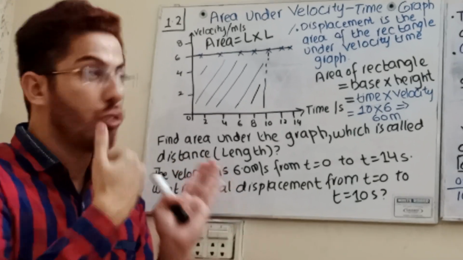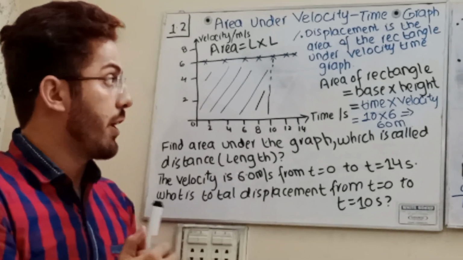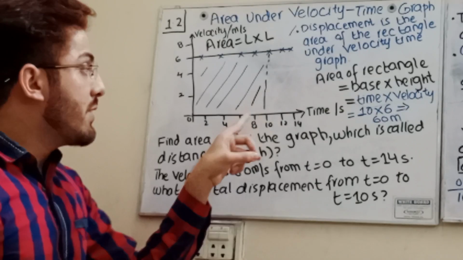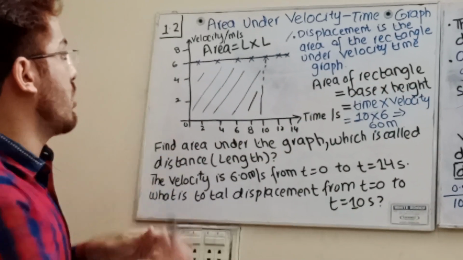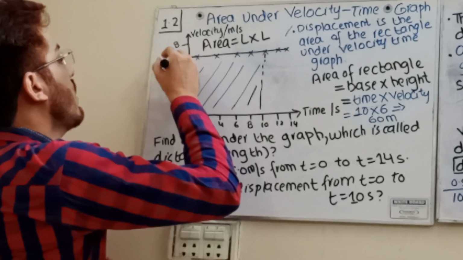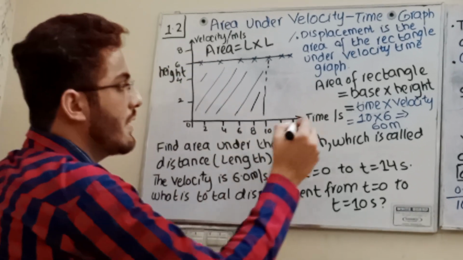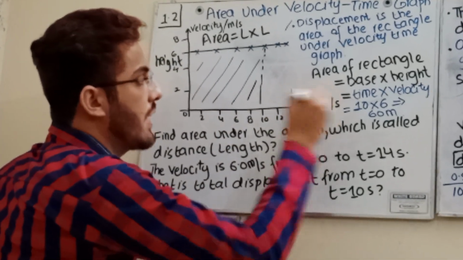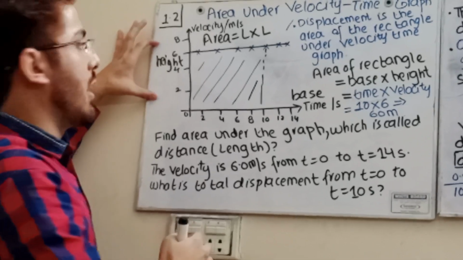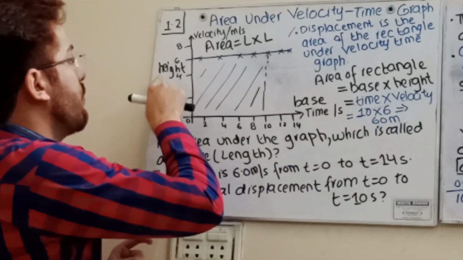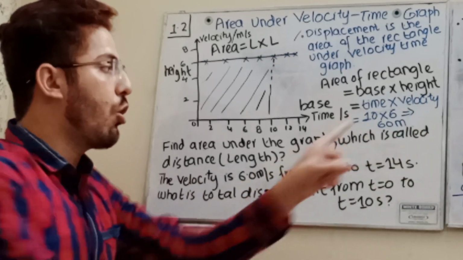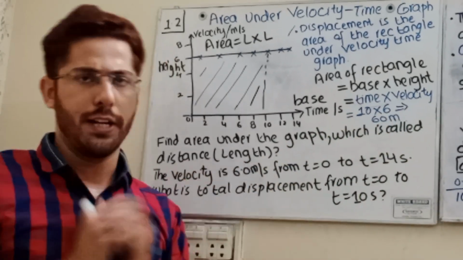I am going to solve that question also, don't worry. Here the base is time and the height is velocity. This is the height and this is the base. The time given is 10 and the velocity given is 6. You get the answer, 60 meters.